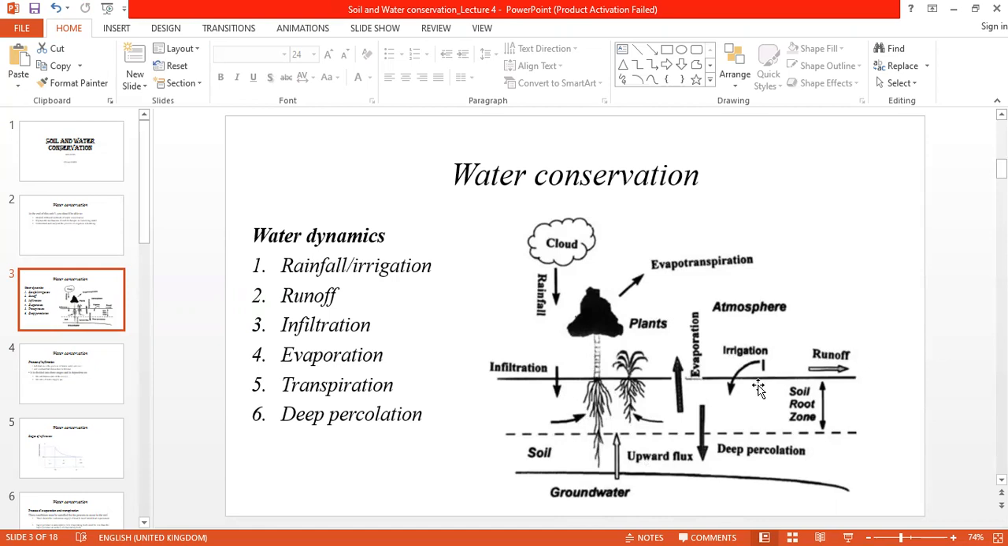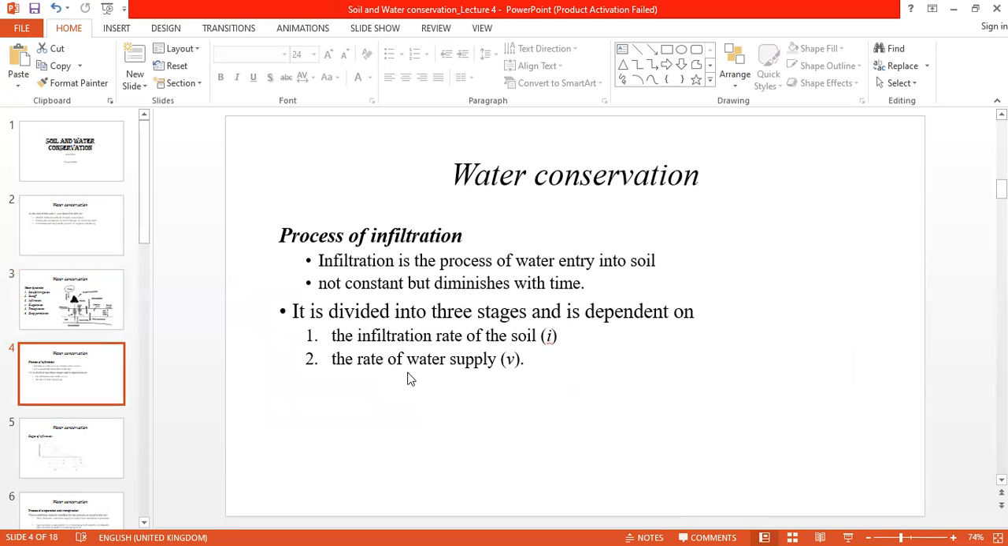So as a water management specialist, you want your water to be here. So what measures are you going to put in place so that your water stays in here? It does not get lost through evaporation, it does not get lost through deep drainage, and it does not get lost through runoff. So we'll look at the process of infiltration, just to understand what it is and how it can be affected by soil properties.